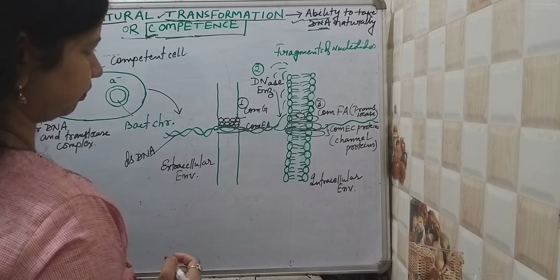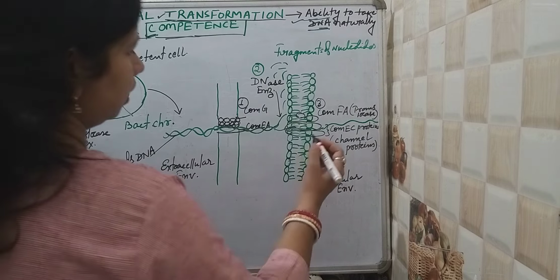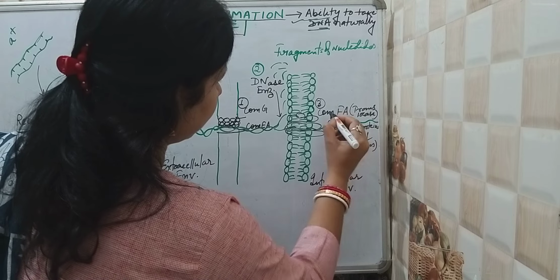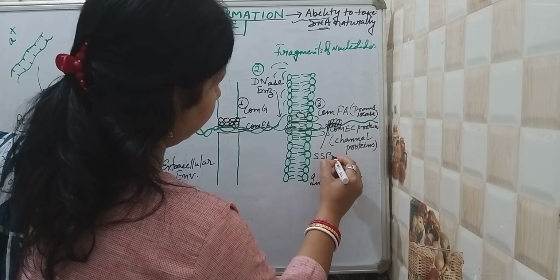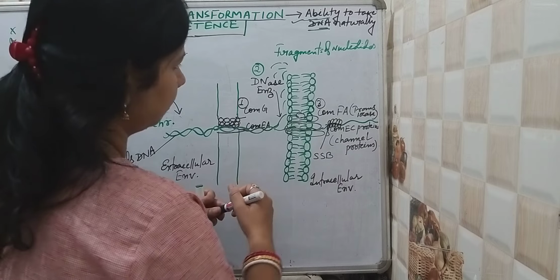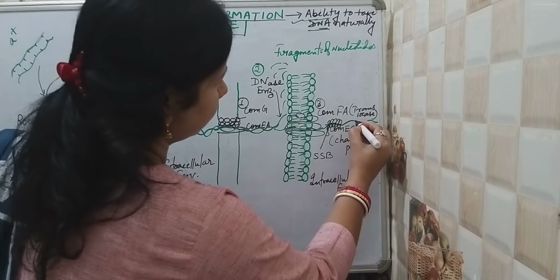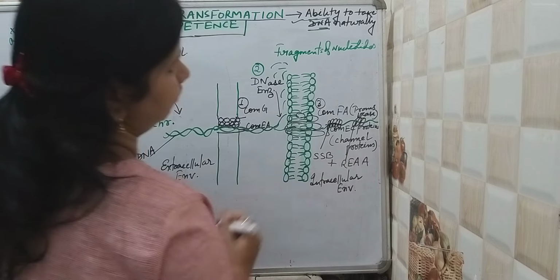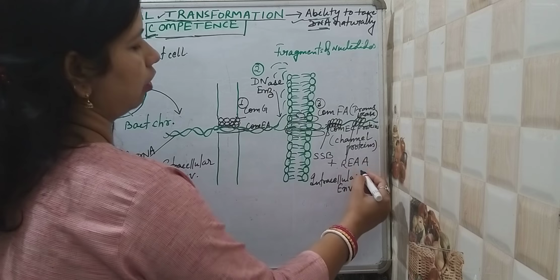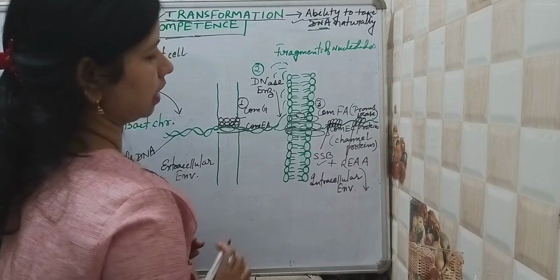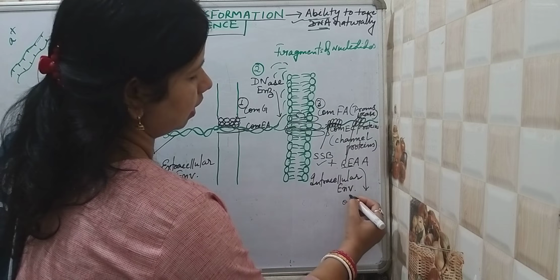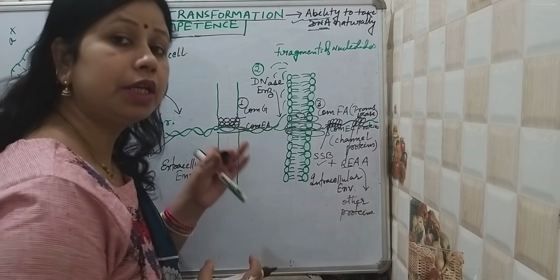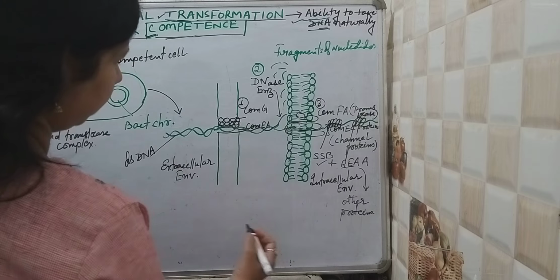Then after, in the single-stranded DNA, the SSB protein or single-stranded binding protein binds and stabilizes it along with RecA protein. So single-stranded binding protein and RecA protein along with other proteins stabilize the single-stranded DNA, and then after, RecA plus other proteins help in the recombination process. Okay. So, let's revise once again.